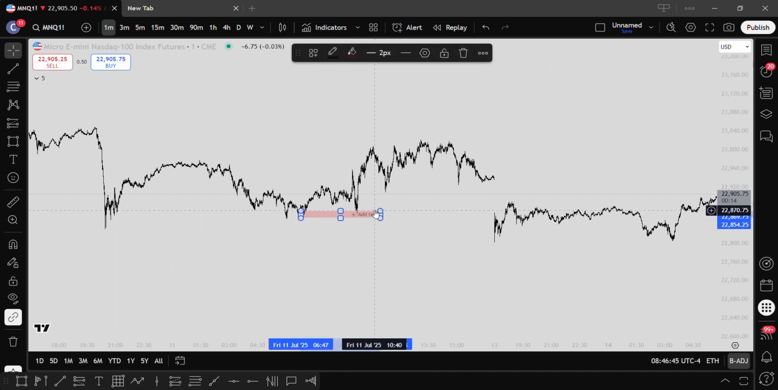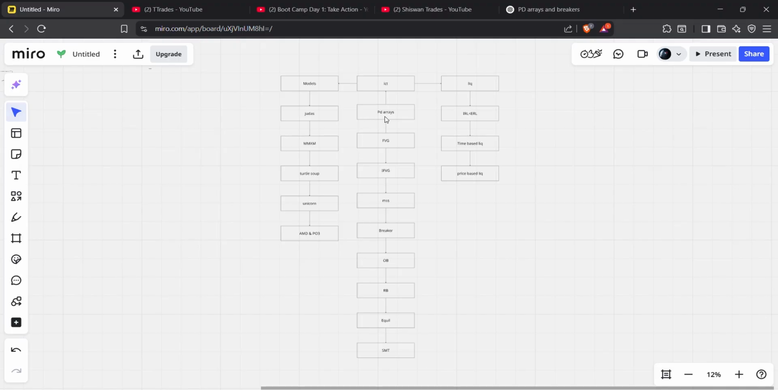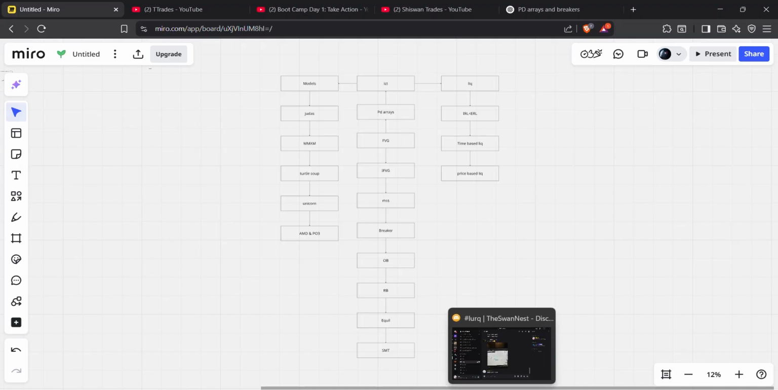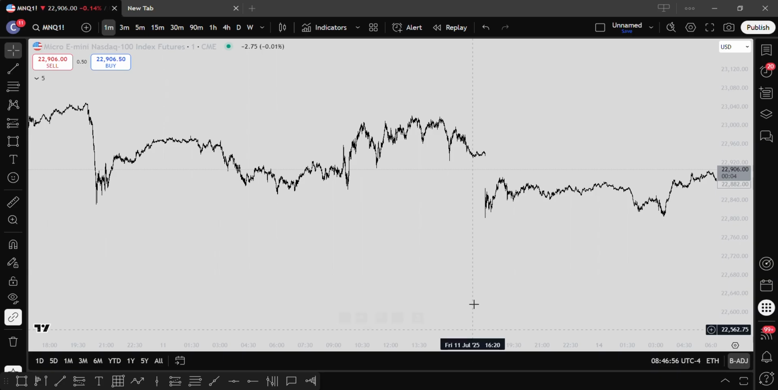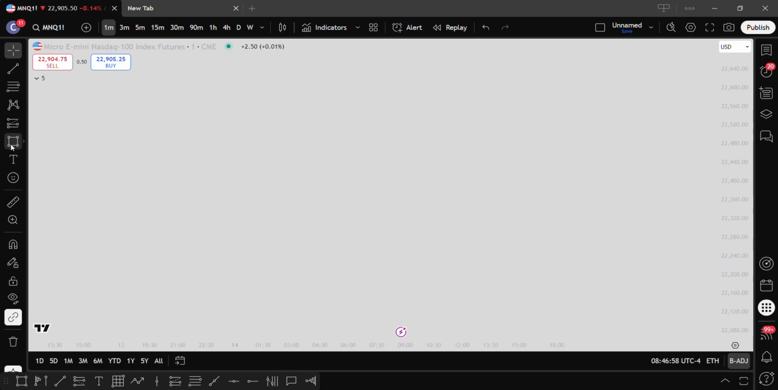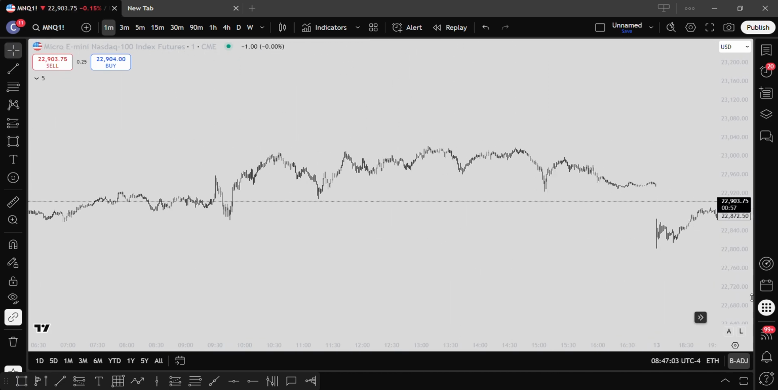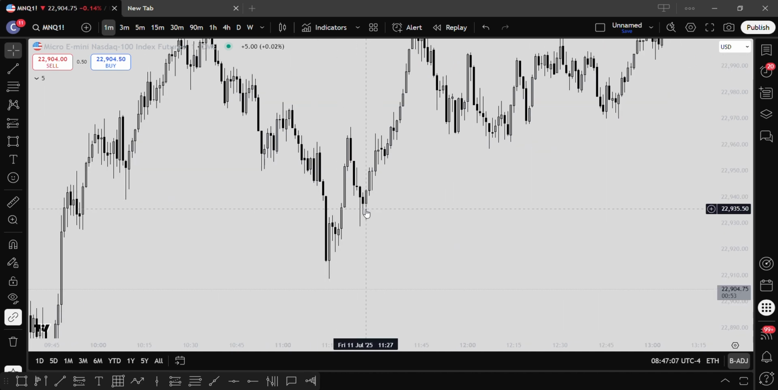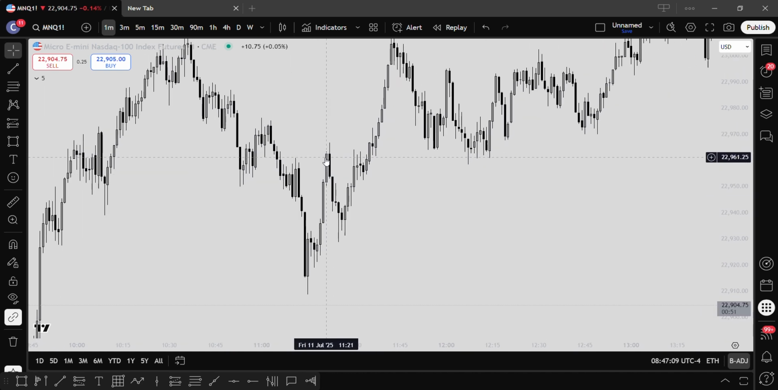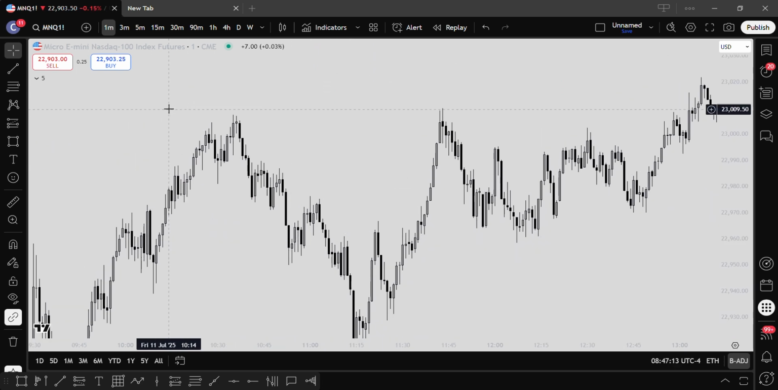Okay. So in ICT concepts, which PD arrays do we need? Let's start with fair value gaps. So what's a fair value gap? Okay, first take a look at the candles. The candles consist of wicks and bodies. How does a candle form? That's gonna be very quick.